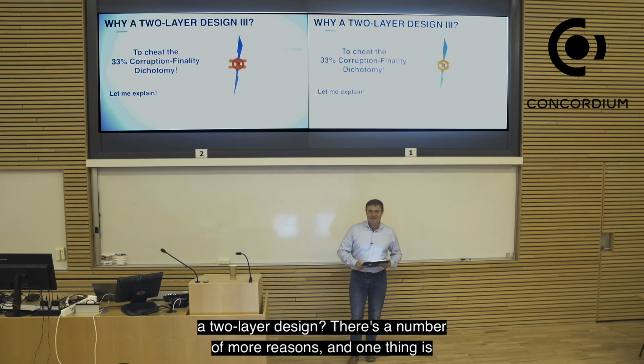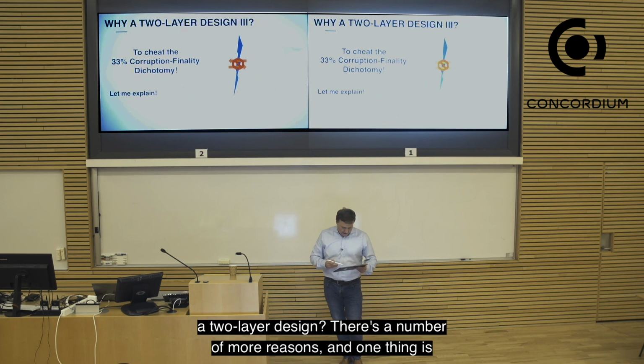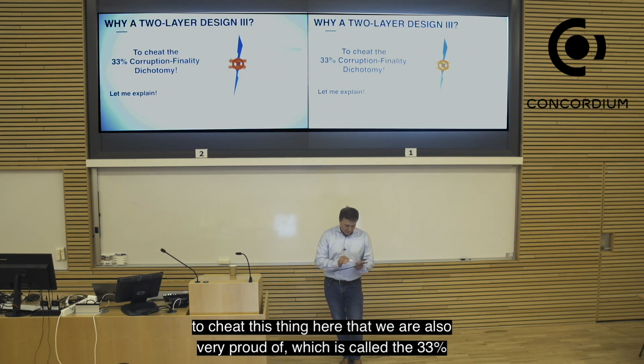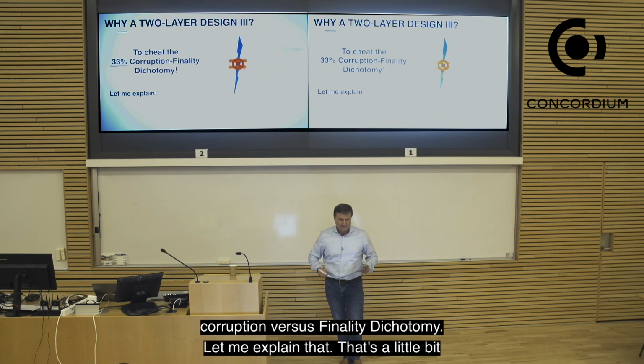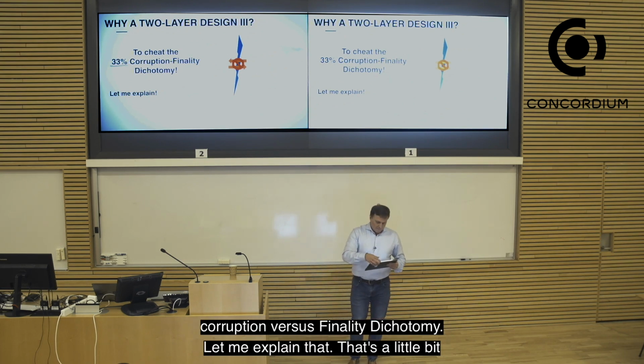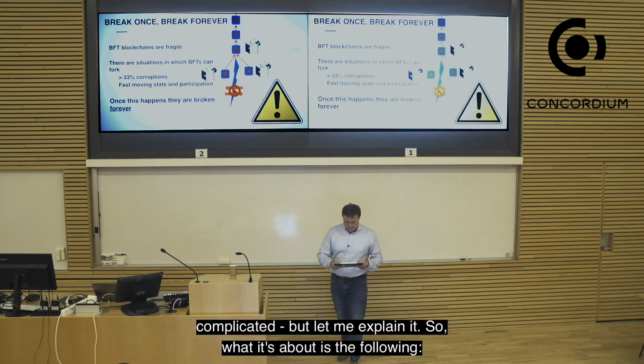Why a two-layer design? There are a number more reasons. And one thing is to cheat this thing here that we're also very proud of, which is called the 33% corruption versus finality dichotomy. Let me explain that. That's a little bit complicated, but let me explain it. So what it's about is the following.